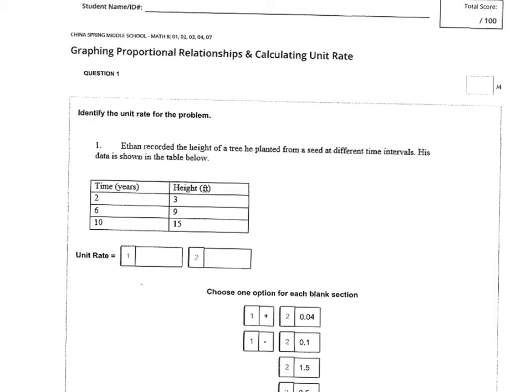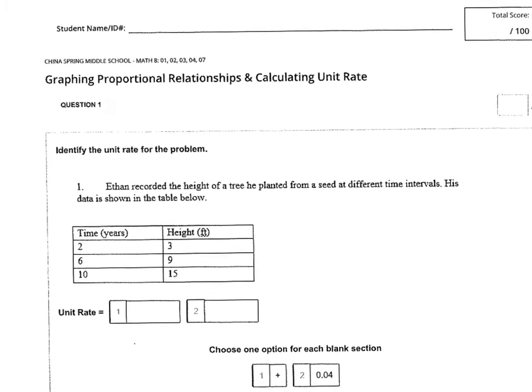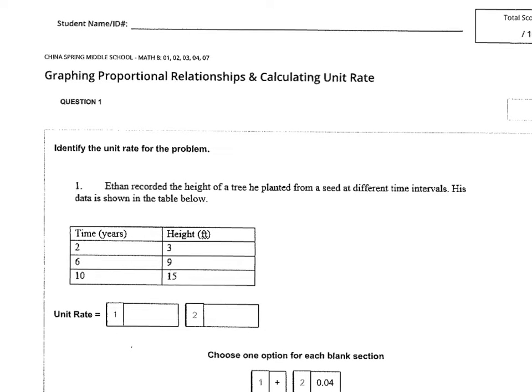Okay, graphing proportional relationships and calculating unit rate. This is pretty much the same as slope. We're going to be using the same formula again, and we're going to look at proportional graphs while we're also looking at unit rate on those graphs too.